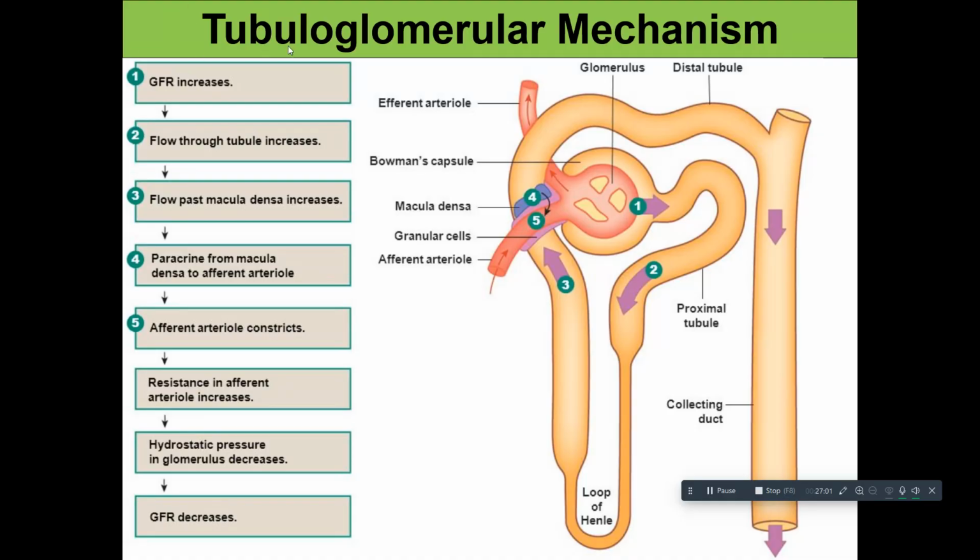So this is called the tubuloglomerular mechanism, and it's also important. So this mechanism and the myogenic mechanism, they're always working to maintain glomerular blood pressure, which then maintains glomerular filtration rate, which is crucial for homeostasis.